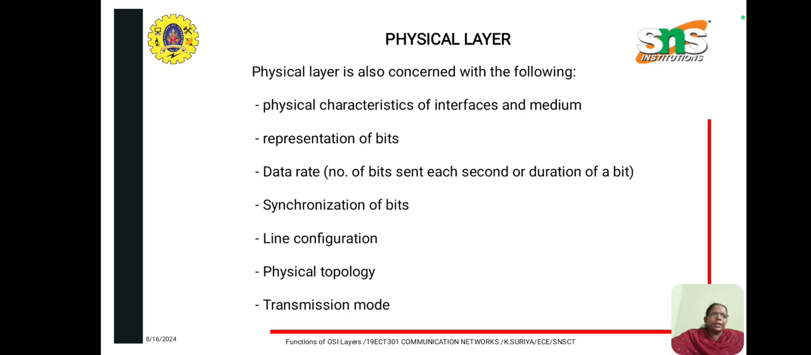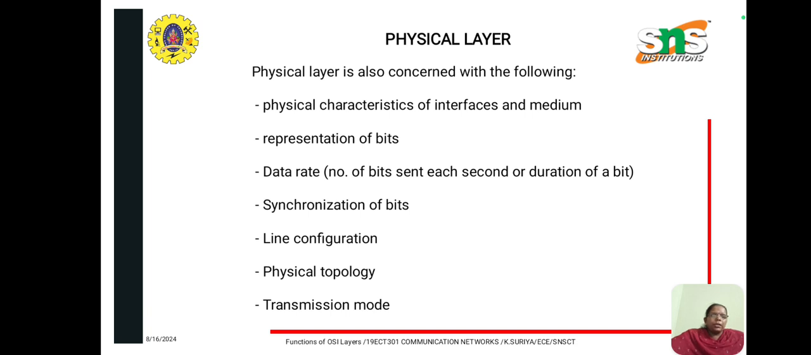Next one is data rate. Data rate is nothing but the number of bits sent each second, or the duration of a bit. The transmission rate, the number of bits sent each second, is also defined by the physical layer. In other words, the physical layer defines the duration of a bit, which is how long it lasts. Next one is synchronization of bits. The sender and receiver not only must use the same bit rate but also must synchronize at the bit level. In other words, the sender and the receiver clocks must be synchronized.